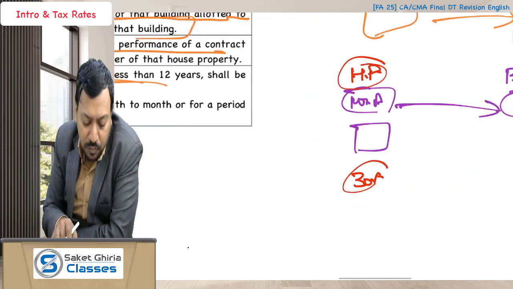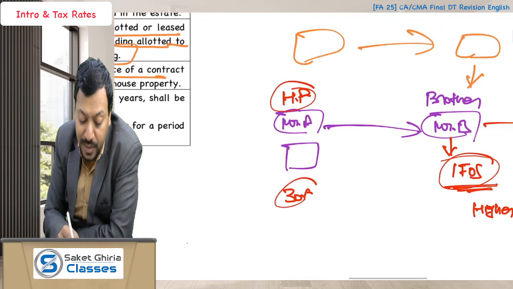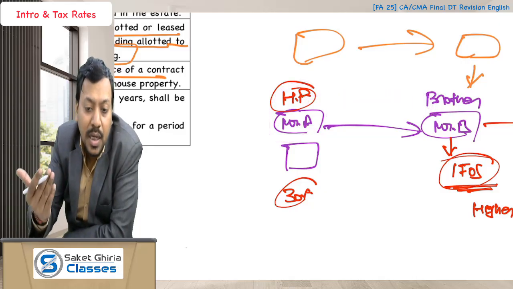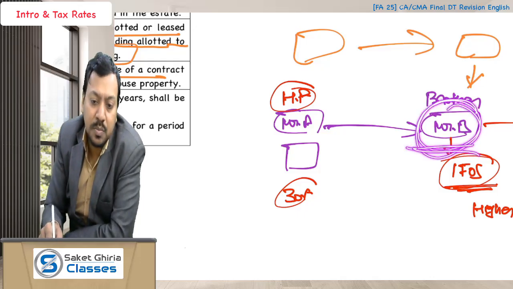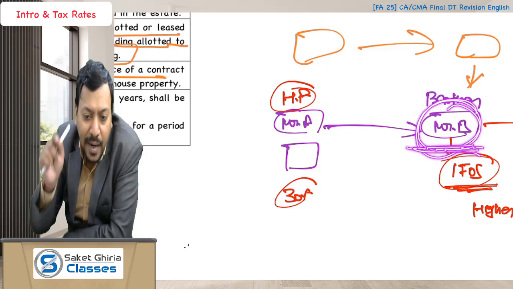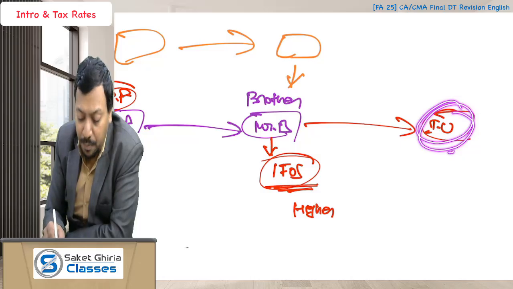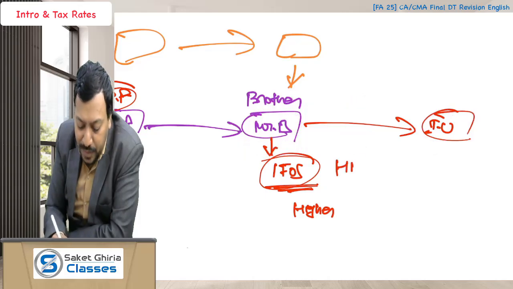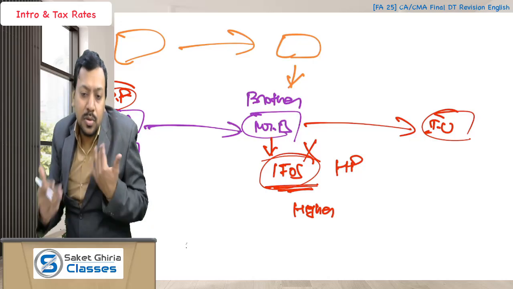To curb this practice, the law says that if a person acquires any right in any property by way of lease for not less than 12 years, for example Mr. A has given this property on lease to his brother Mr. B and the lease period is, let's say, 20 years, then in this case Mr. B will not be treated as a tenant for income tax purposes. He will be considered the deemed owner of that property, and the rental income paid by the industrial unit to Mr. B will be taxable under the head house property, not income from other sources, in the hands of Mr. B. So this was introduced to curb tax evasion.